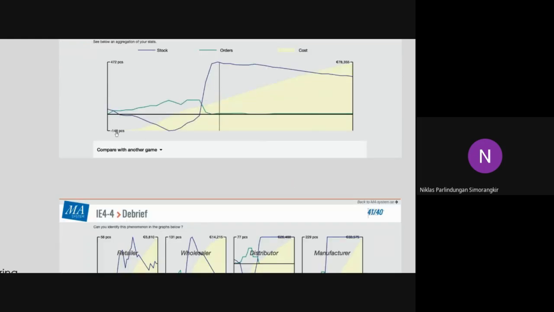So of course, with the bullwhip effect and the increasing cost, it is of no surprise that it would eventually rise to a high cost level, which is 78,355 euros.